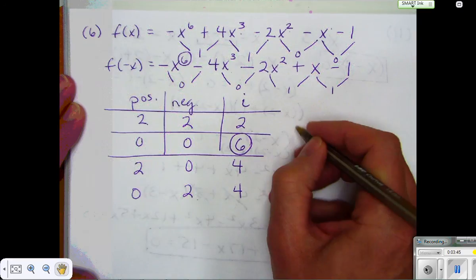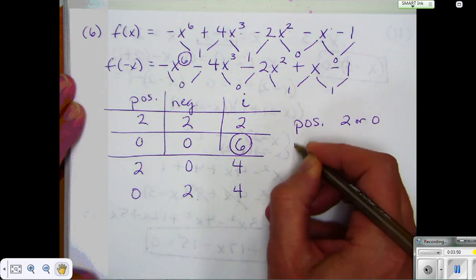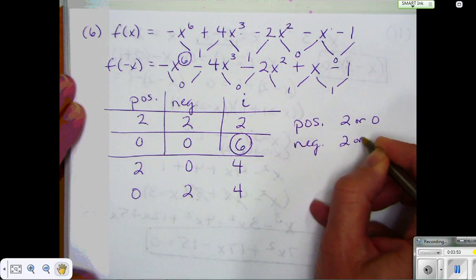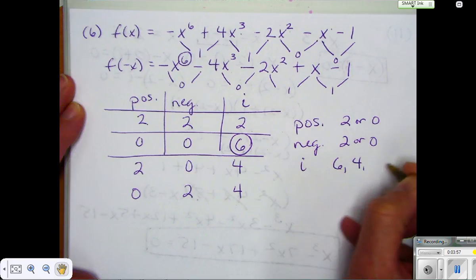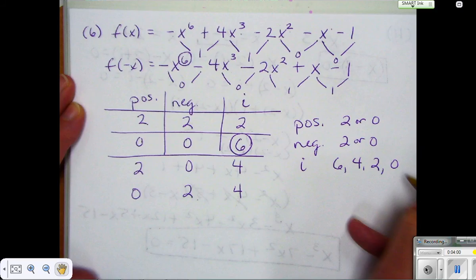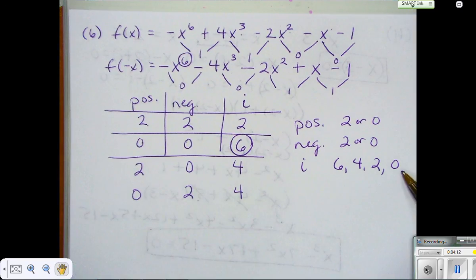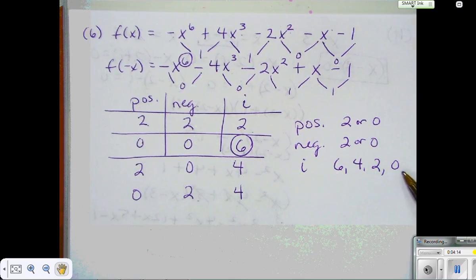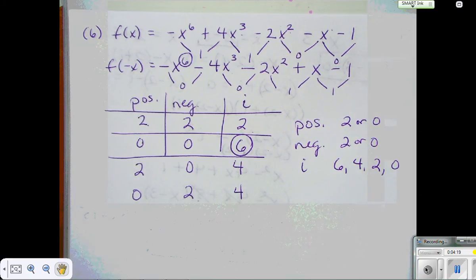So you could write it like this. Positive roots I could have 2 or 0. Negative roots I could have 2 or 0. Imaginary roots I could have 6 or 2, and you could include 0. I wouldn't count it wrong, even though in this case you're not going to have 0 imaginary roots, but you're following the rule. So as long as you're following the rule, decreasing by 2, it's okay if you have a 0 when you couldn't have a 0.